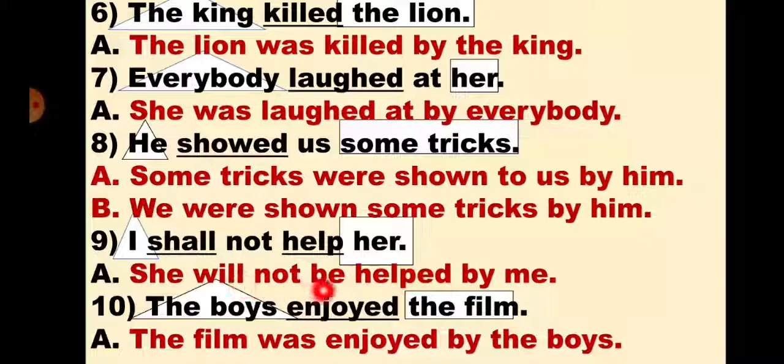Tenth, the boys enjoyed the film. So here the film is an object, so it will come into a subject place. The film, film is a singular so we'll use verb was. Enjoyed already is in the third form, so same we are going to write enjoyed. The film was enjoyed, add by. Subject will become our object, the boys. The film was enjoyed by the boys.